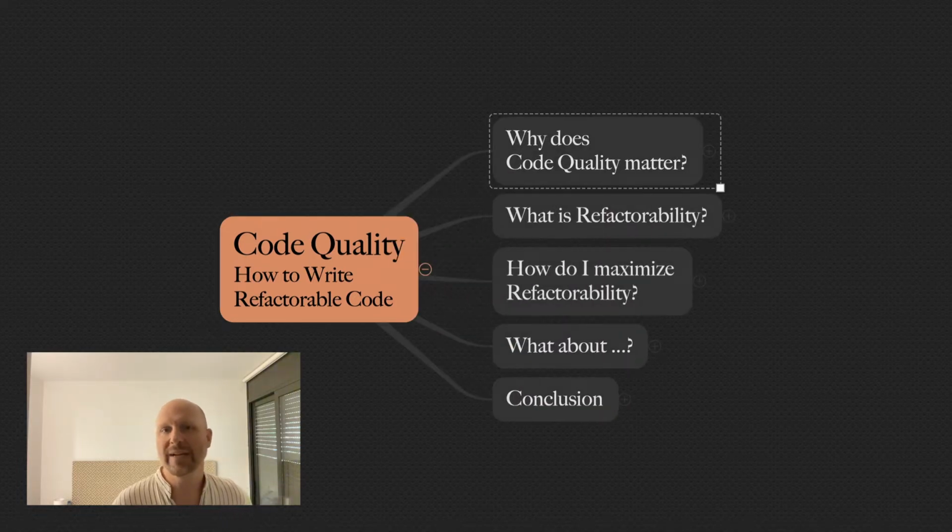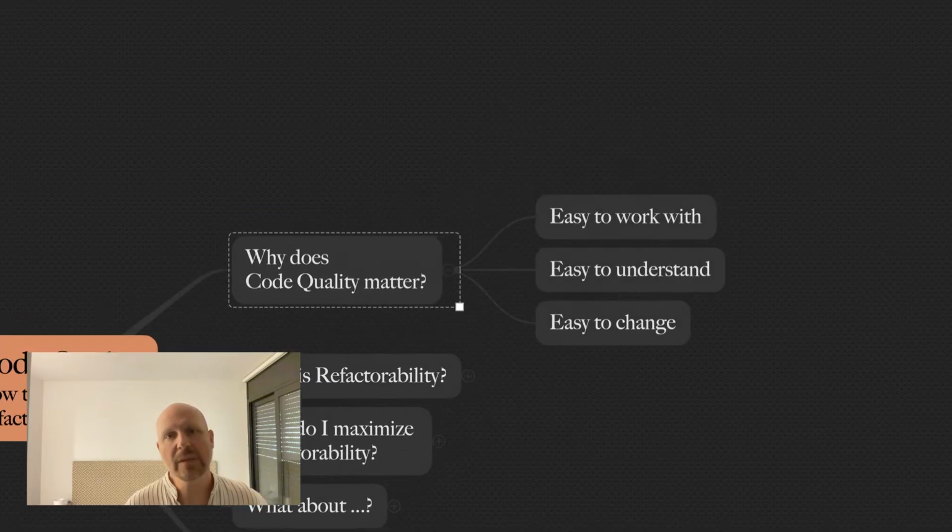First, why does code quality matter? Code quality matters because we want code to be easy to work with. We want it to be easy to understand and easy to change. We want to be able to open up code, and if we haven't worked in it in a while, or if we're new to the code, quickly understand what's going on and feel confident that we understand it. And if we need to make a change, add a feature, refactor, or fix a bug, we want to do it quickly and get about our day in terms of solving problems faster with software.